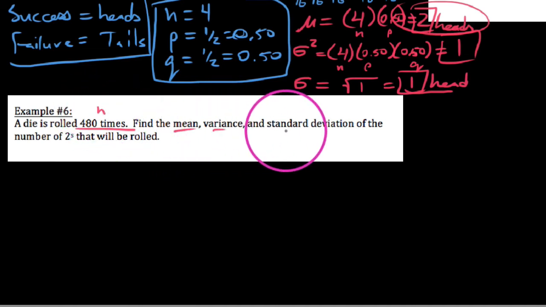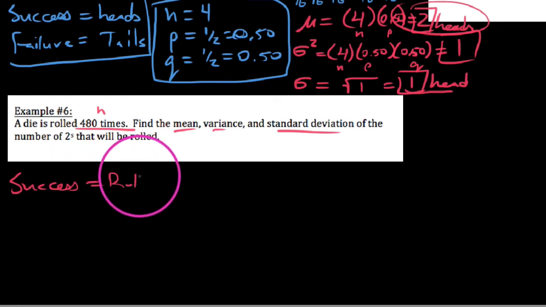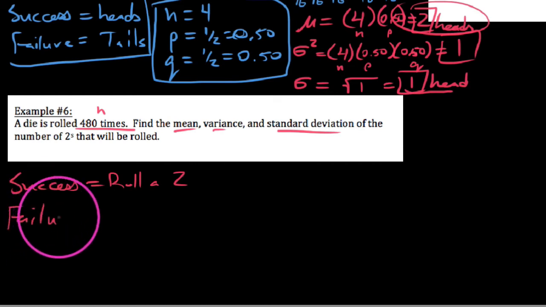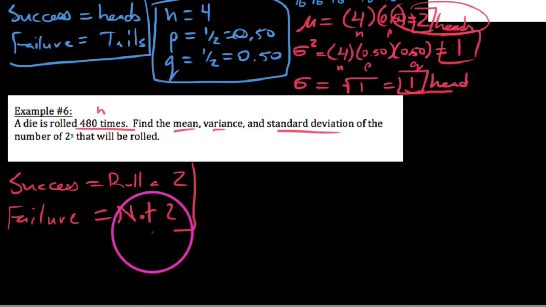I want to find the mean, variance, and standard deviation of the number of twos that will be rolled. So this one's a little bit interesting here. We say success. Well, what is a success? Since I care about 2's here, this will be roll a 2. We want to define this right off the bat. So what is a failure? I'm just going to call this not 2, the complement to getting a 2.